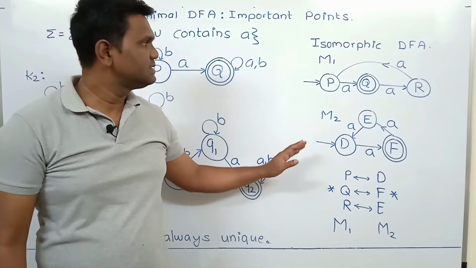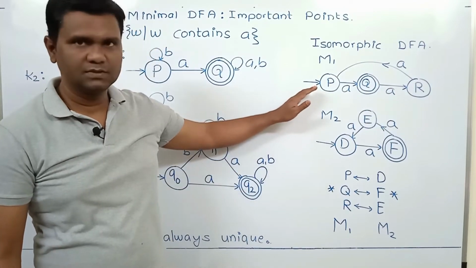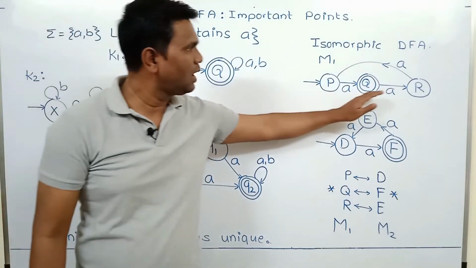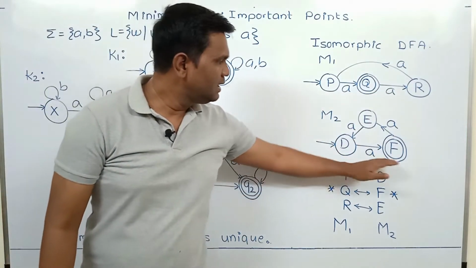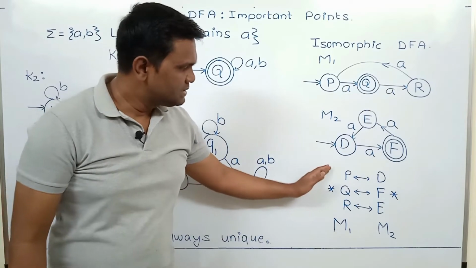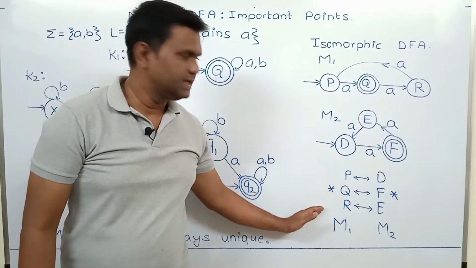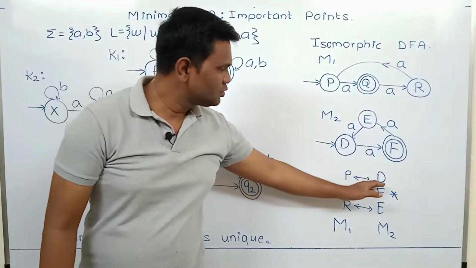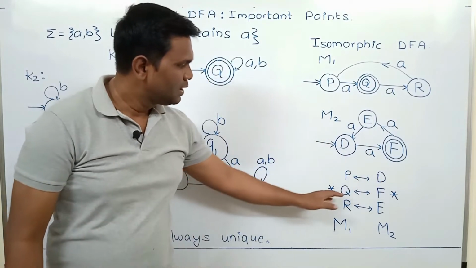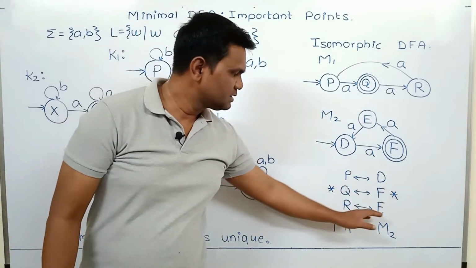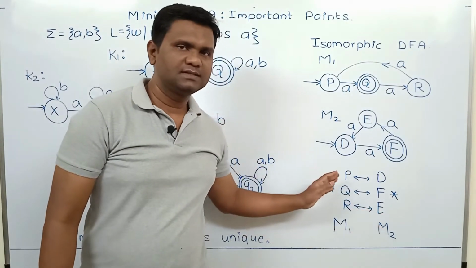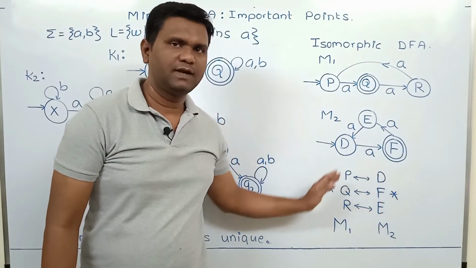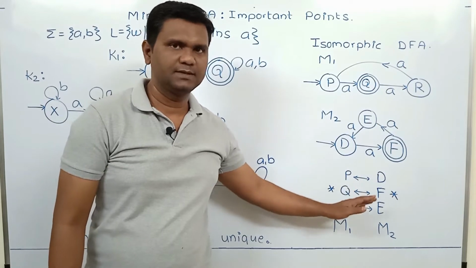The only difference is that here we have names for the states P, Q, R, and here we have D, F, E. So this is the one-to-one correspondence between the states. State P from M1 corresponds to state D from M2. Q corresponds to F, R corresponds to E. Non-final state corresponds to non-final state. Final state corresponds to final state.